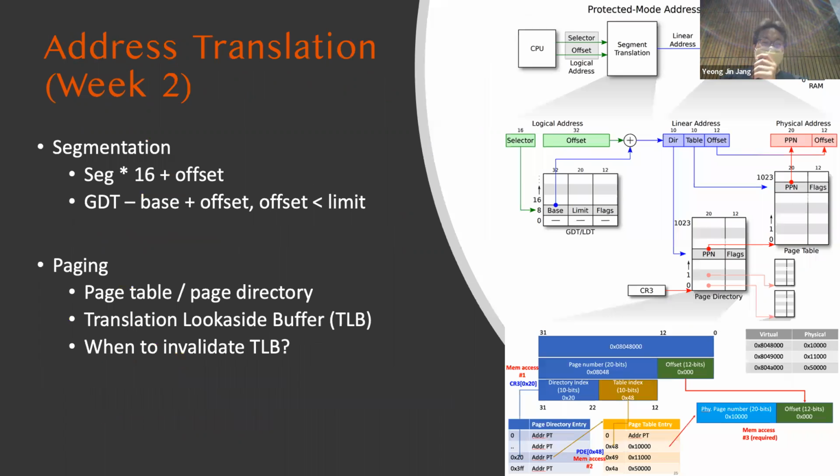In week 2, we mostly focused on memory translation: segmentation in real mode, segmentation in GDT protected mode, and then paging. Paging is one way to implement virtual memory, but it is not the only way. There are many ways, but empirically paging performs well, so we stick with paging.